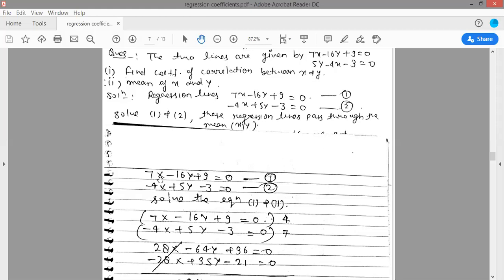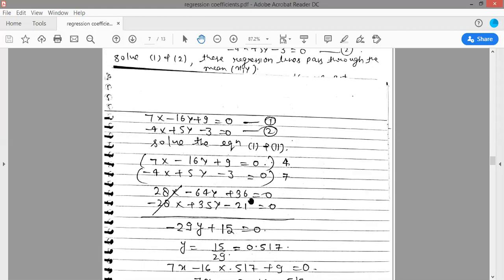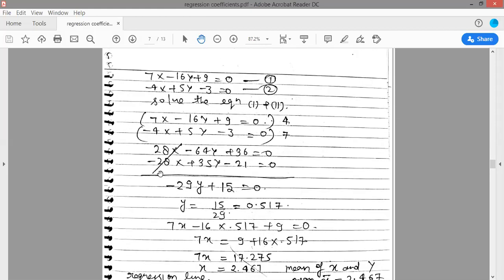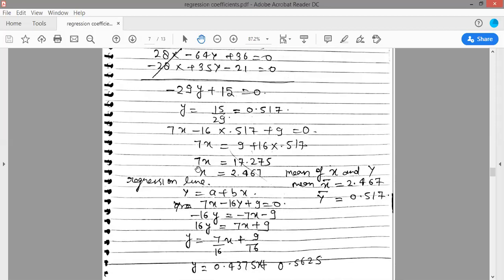So 7x minus 16y plus 9 is equal to 0, and minus 4x plus 5y minus 3 is equal to 0. Make the coefficients equal, and you will get y is equal to 0.517. Now, in the same way, calculate x. So x is 2.467.